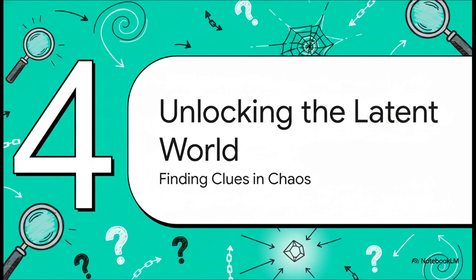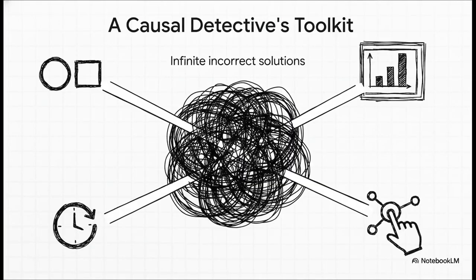Researchers have come up with some incredibly clever tricks to give the AI a fighting chance. What they do is add extra clues or constraints. They give the AI a toolkit. For instance, they might tell it, hey, the real-world variables probably act independently. Or, let's see what stays constant even when things around it are changing. Each one of these clues is like a filter that helps rule out millions of those bogus infinite solutions, hopefully zeroing in on the right one.